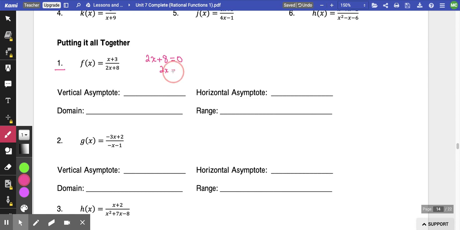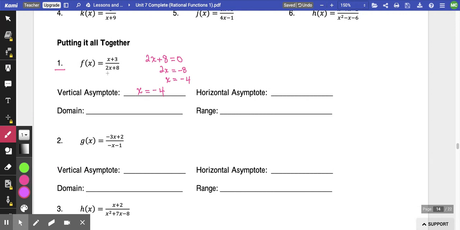So I'd start by subtracting 8 from both sides, and then I'd divide both sides by 2. So I would get x equals -4. And of course, I'm being sure to write that as an equation because it is a line. For horizontal asymptote, I have to use the rules.